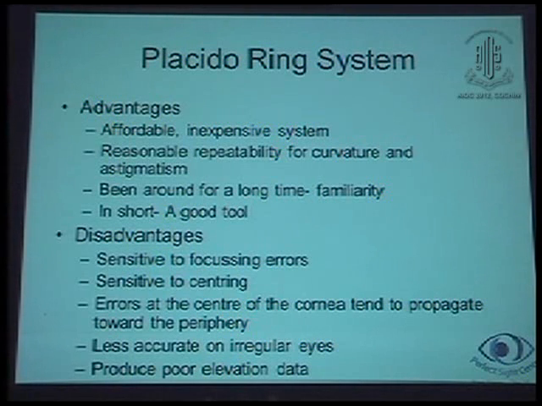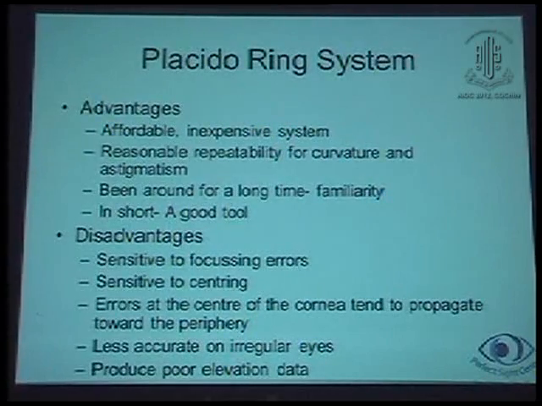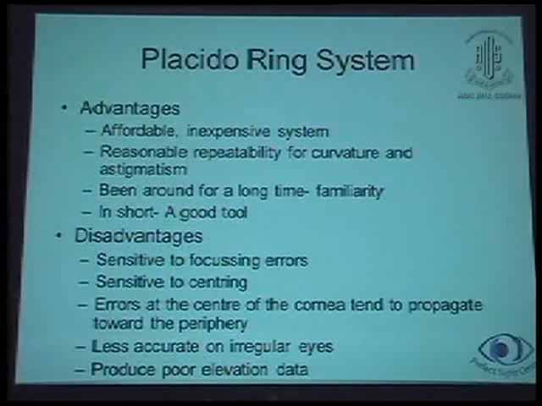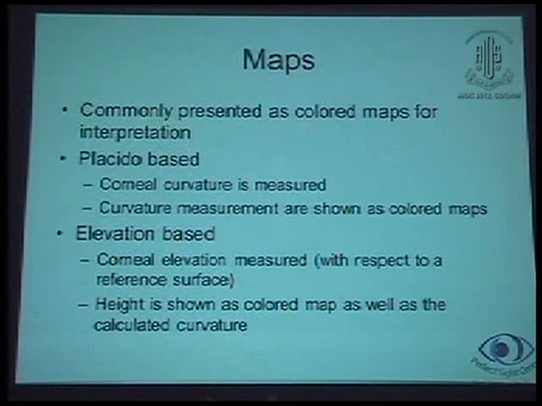There are some disadvantages though, like it is sensitive to focusing errors, it is sensitive to centering. Errors at the center of the cornea get propagated to the periphery. It is less accurate on irregular eyes, and it produces very poor elevation data. Please note that the elevation data given by most of these Placido-based topographers is an extrapolation and not an exact measurement. The maps are commonly presented as colored maps for interpretation. In the Placido-based, it is the corneal curvature which is measured. In the elevation-based, the corneal elevation with respect to a reference surface is measured and displayed.